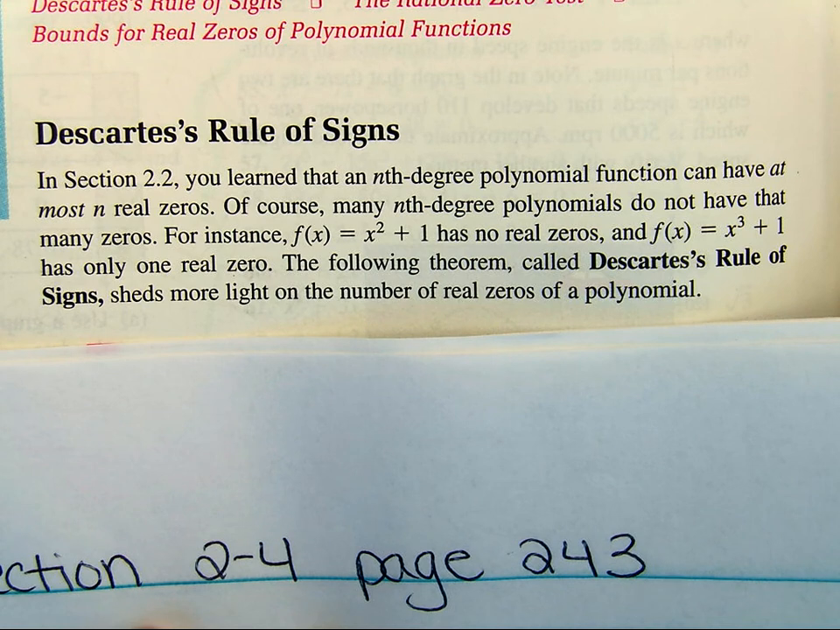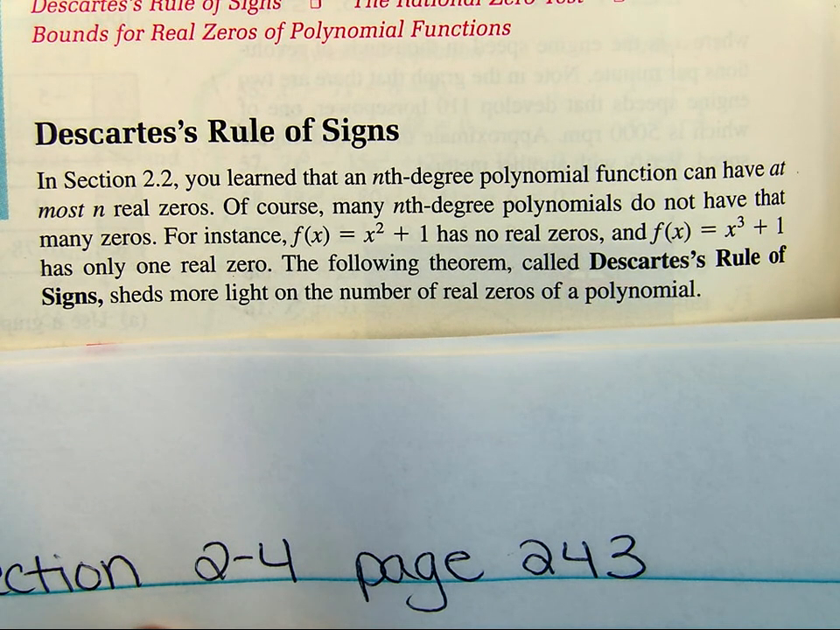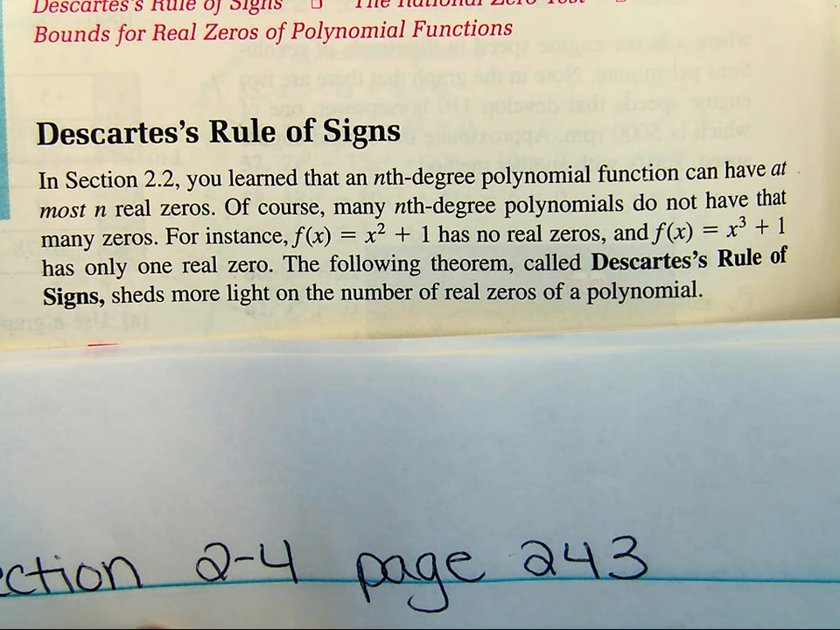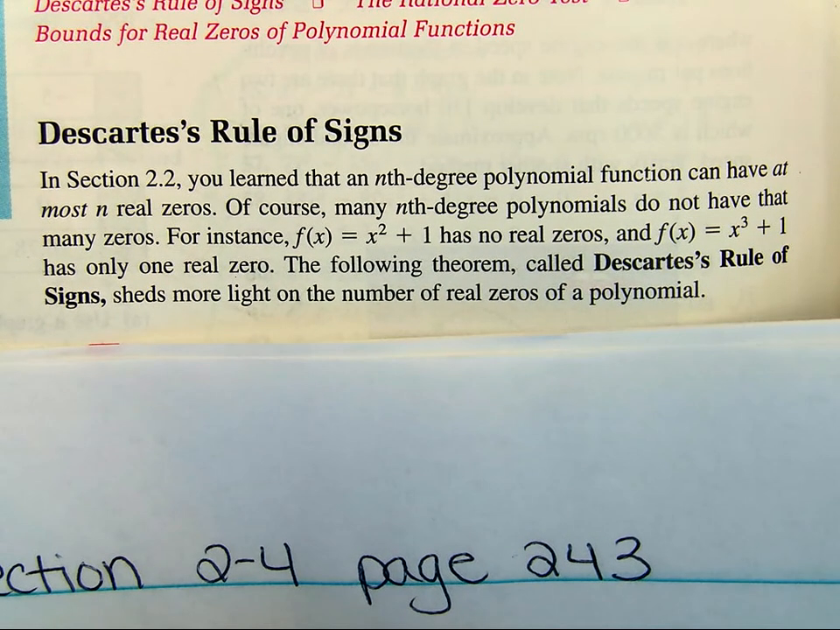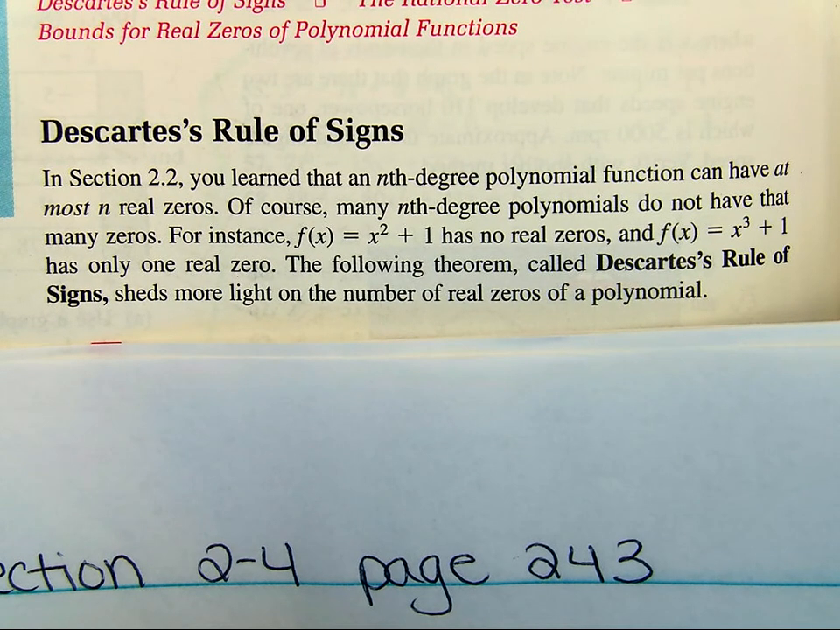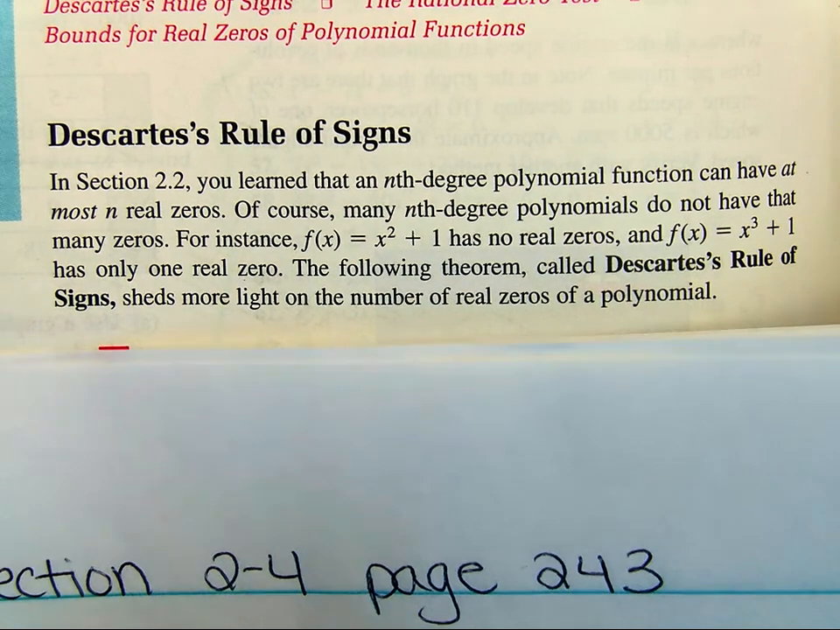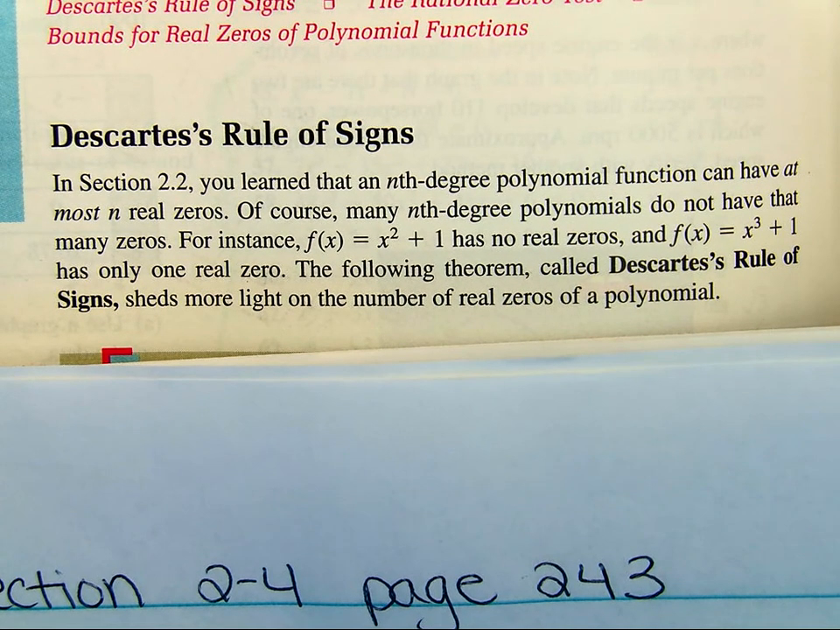For instance, x squared plus 1. Think about what that graph looks like. That is a parabola moved up 1. Well, is that ever going to cross the x-axis? No, it has no real zeros. Okay? And f of x equals x cubed plus 1 has only one real zero. Okay? The following theorem, Descartes' rule of signs, sheds more light on the number of real zeros.